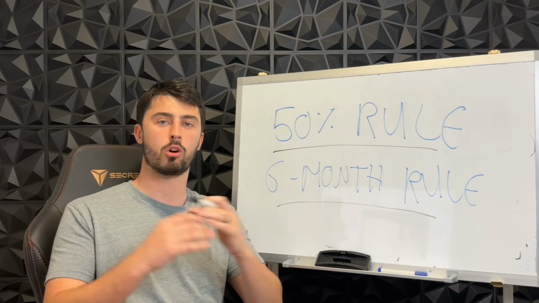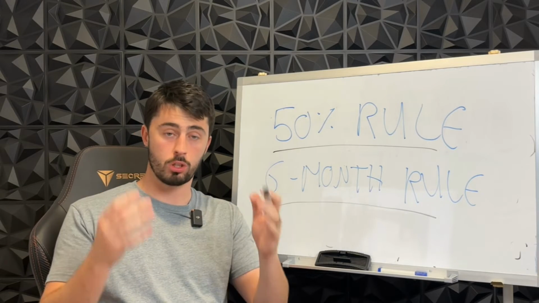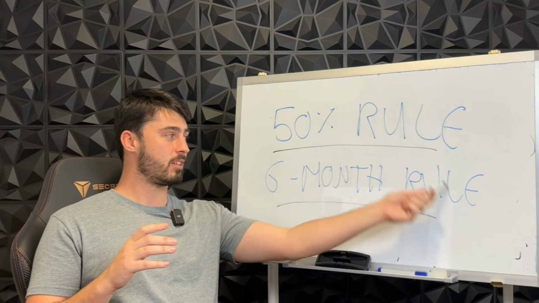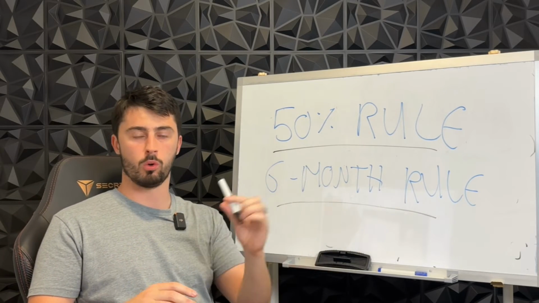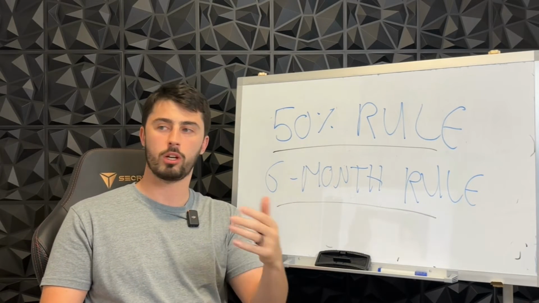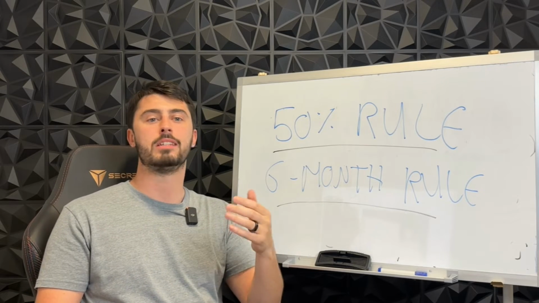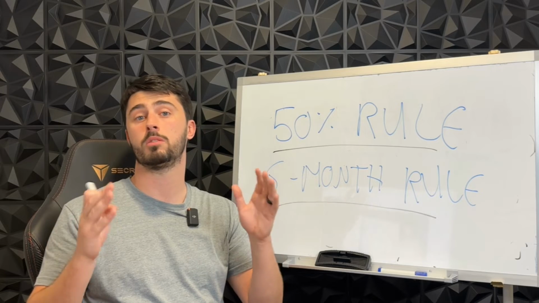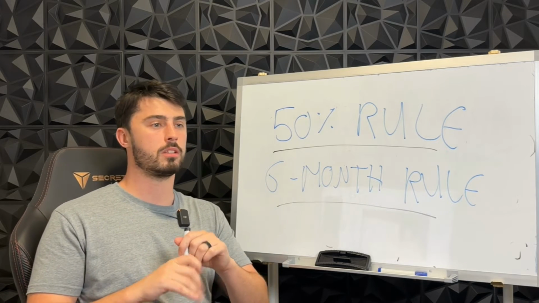So as your bankroll increases, your unit size increases, and as it decreases, your unit size decreases. And with the 6-month rule, what we're doing is every 6 months, we're looking at our bankroll and determining, has it increased or has it decreased? And then we increase or decrease our unit size based on that. So that's something you can do.